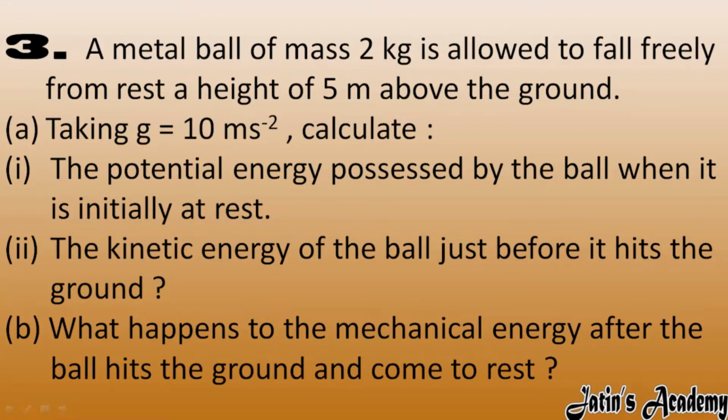A metal ball of mass 2 kg is allowed to fall freely from rest at a height of 5 meters above the ground, taking g value as 10 meters per second squared. First, calculate the potential energy possessed by the ball when it is initially at rest. Second, calculate the kinetic energy of the ball just before it hits the ground. Last, calculate what happens to the mechanical energy after the ball hits the ground and comes to rest.